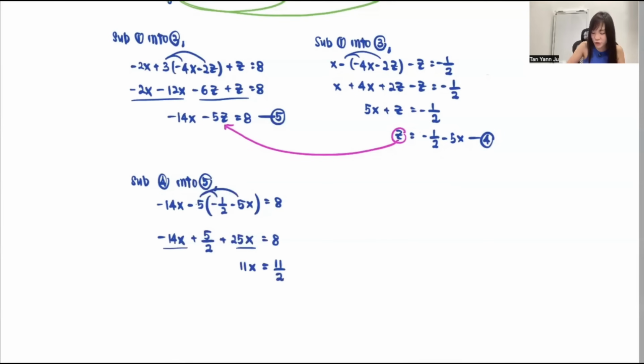Are you guys getting 11 over 2? So times, move it over, divide. Got it. My x answer is 1 over 2. Don't stop there, or people will ask you for x, y, z. After you guys get the x, I think now is the time to get the z.